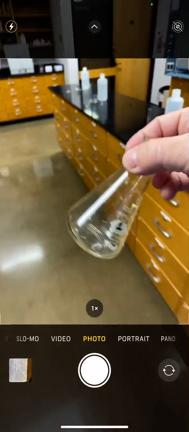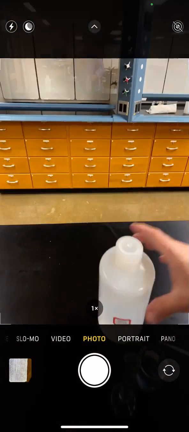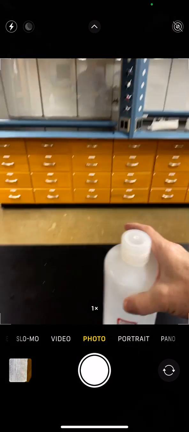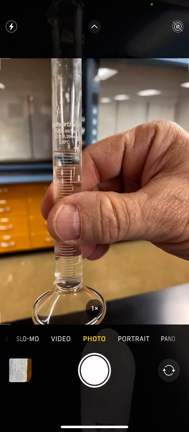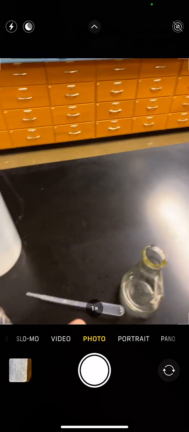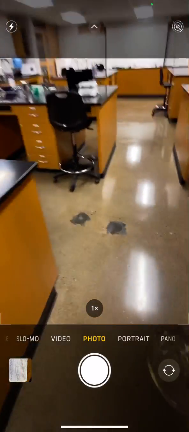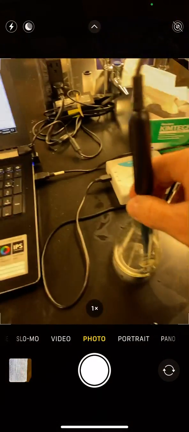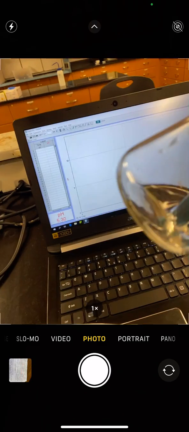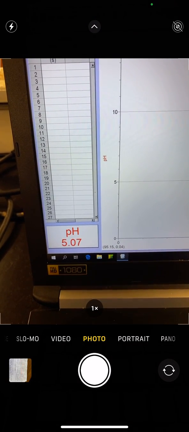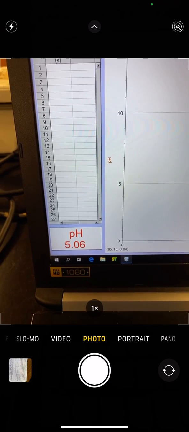I'm going to grab another flask. We're walking over and we're going to add buffer number 2. Here's buffer number 2. Concentrations are higher, 0.3 and 0.55. I got 10 milliliters. I pour it into a clean flask. I walk over to our station, put the pH probe in, and record the pH. Once again, pretty close to 5. This is 5.06. We'll say 5.06.